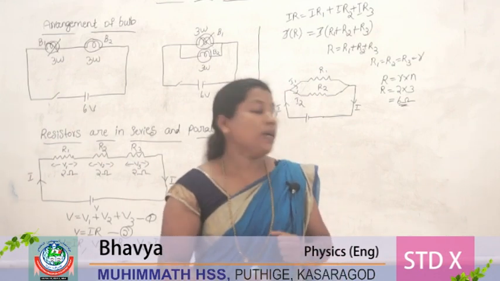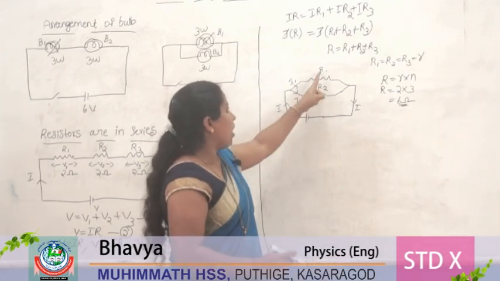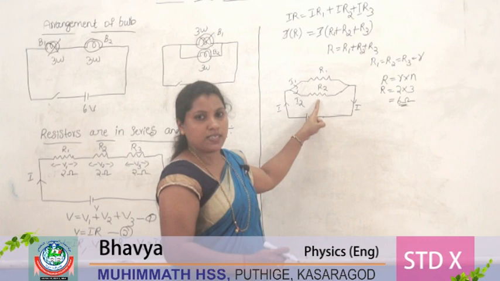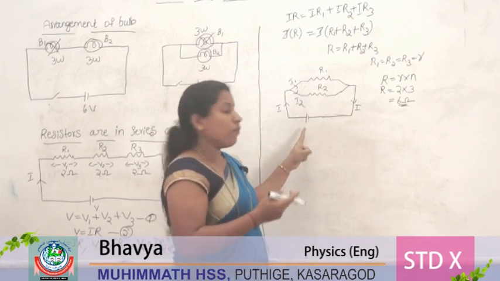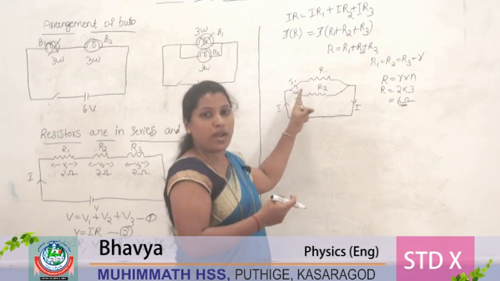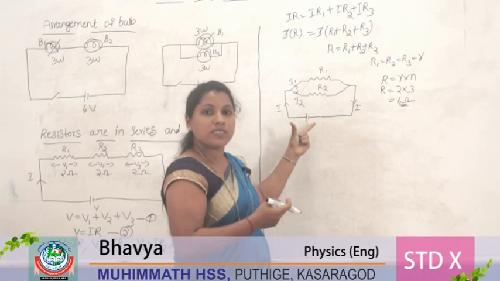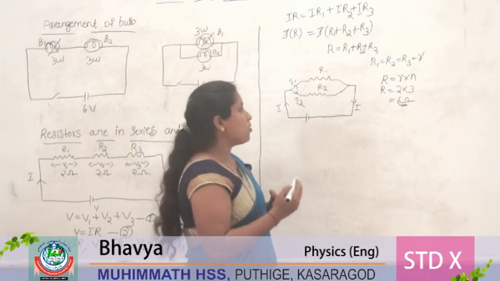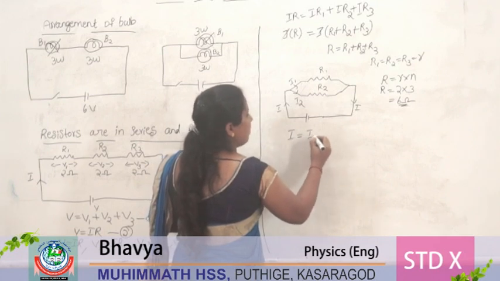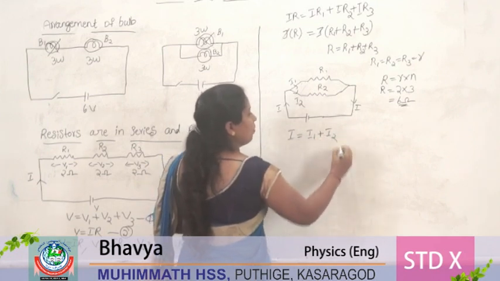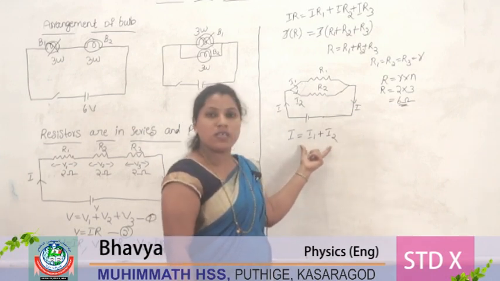If they are connected in parallel, see the picture given. R1 and R2 are two resistors connected in parallel. As I told earlier, if current passes here it divides into I1 and I2, but the voltage is not dividing. So you can write I is equal to I1 plus I2, no? You can write.